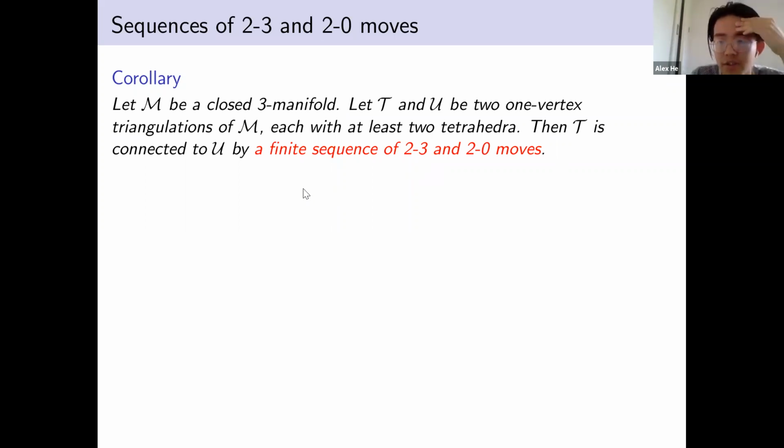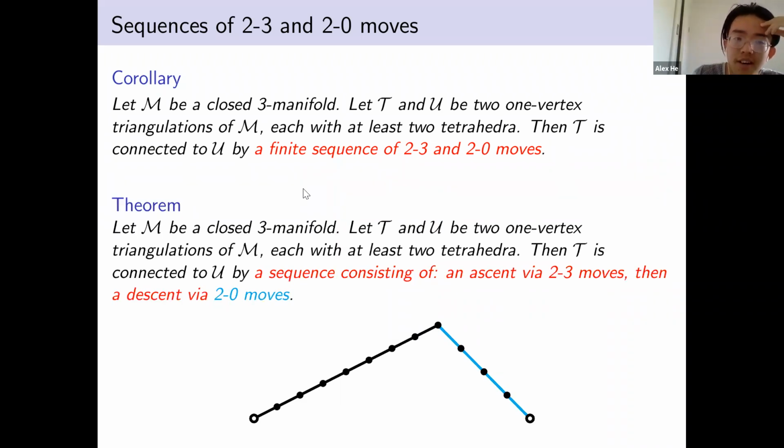This is not interesting, but it puts some context on this theorem, which is now roughly a year old, so it's fairly recent. The context of this theorem is that we had that monotonicity conjecture before. There's a monotonic version of the Matveev-Piergallini theorem, and this theorem is a monotonic version of this corollary.